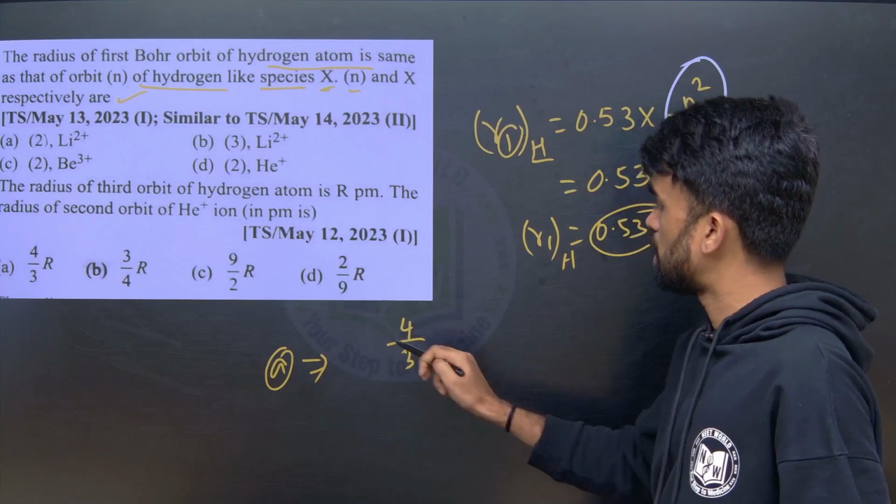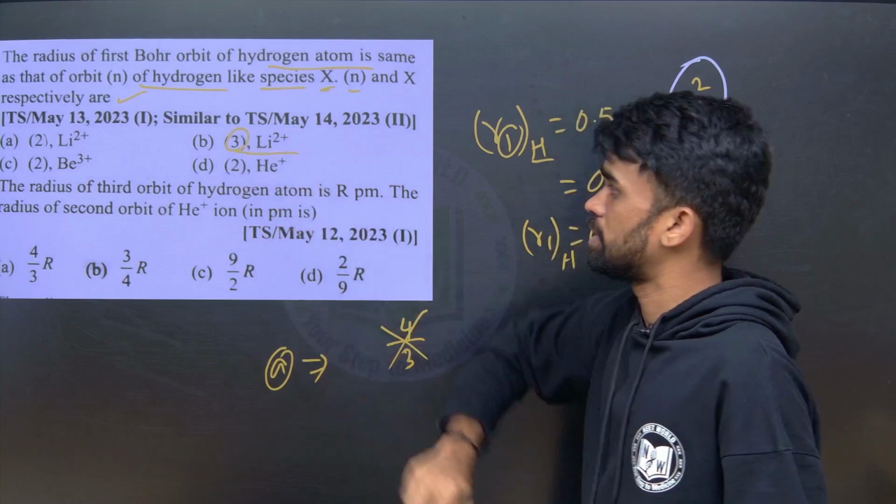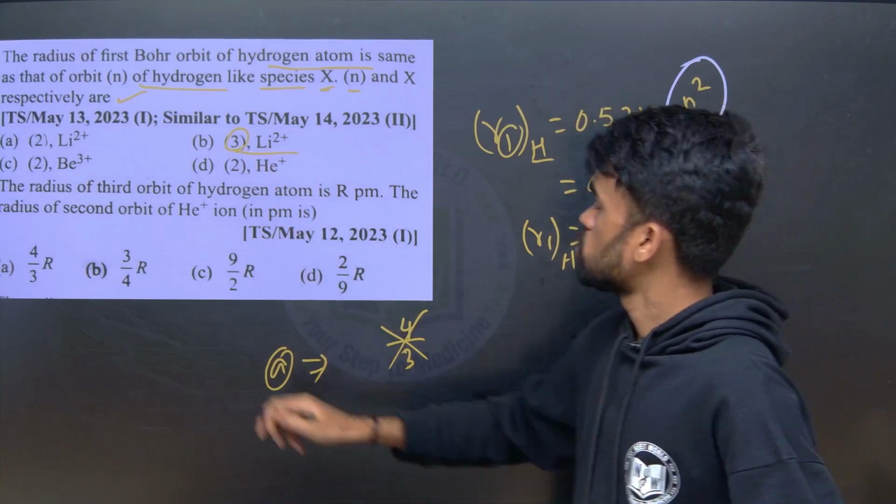3 means 4 by 3. This is not equal to 1. Similarly, if we do this, it is 3 square, 9 by 3. That is also not equal to 1.